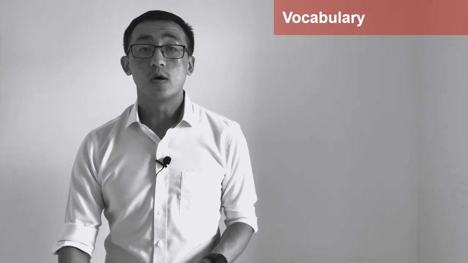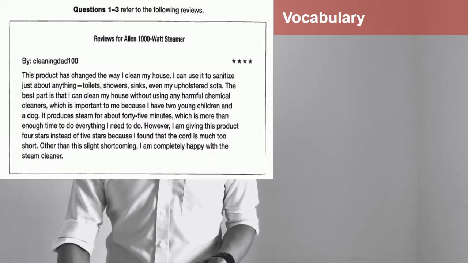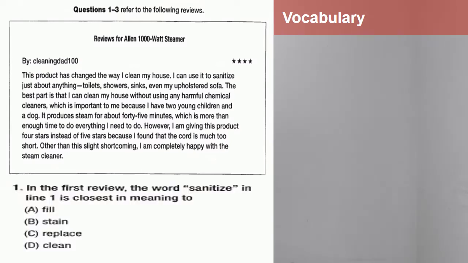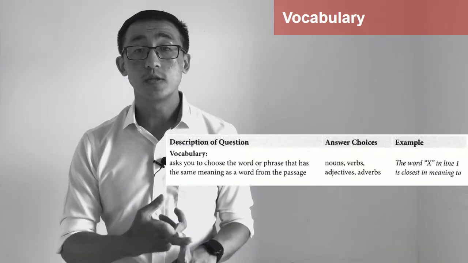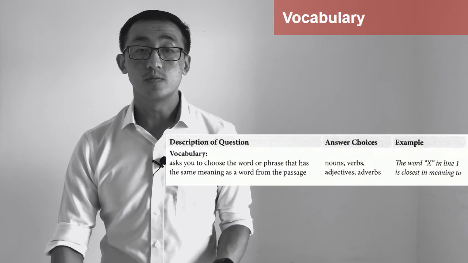Look at this one, for example. This is the reading, and these are the questions. In the first review, the word "sanitize" in line 1 is the closest in meaning to A, B, C, or D. So these are the type of question that you can see. For vocabulary questions, normally we'll see nouns, verbs, adjectives, and adverbs.